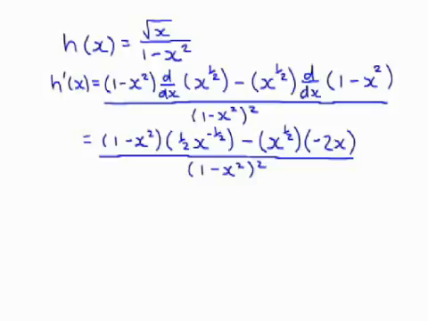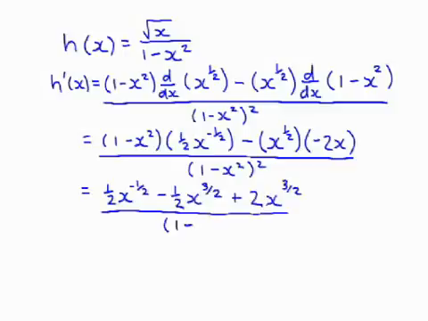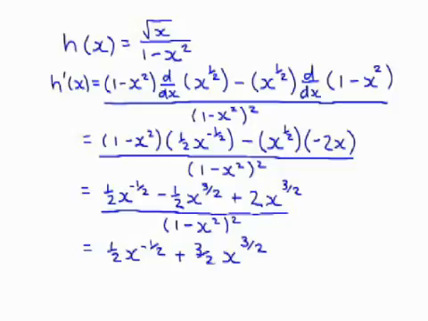However, some professors will ask that you expand the various terms and combine like terms, and that is what has occurred in the final two steps of this solution. So we have the derivative h prime of x is equal to 1/2 times x to the negative 1/2 plus 3 over 2 x to the 3 over 2, all divided by 1 minus x squared, all in brackets squared.